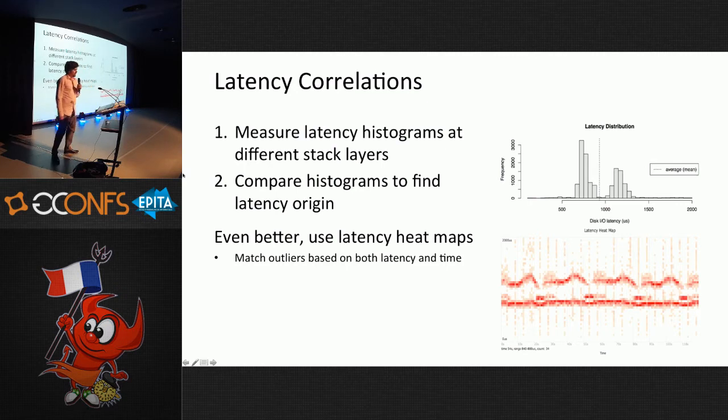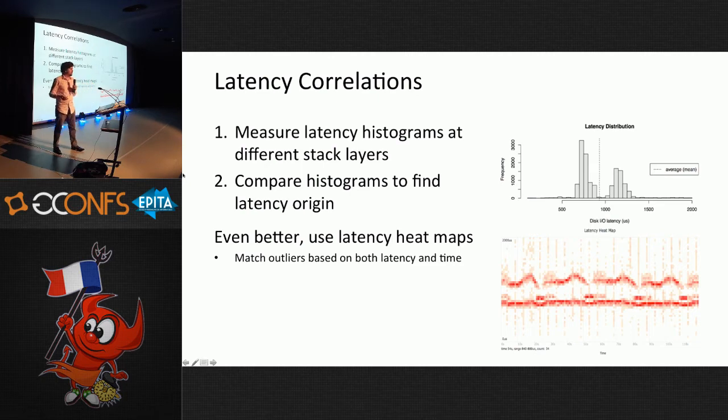Latency correlations. Another methodology is where, say you're doing a drill down analysis from top to bottom and you know you have some latency outliers, to understand where they originate from. So latency itself, it's really useful to do a histogram, so you can identify if you have multimodal latency or if you have outliers.